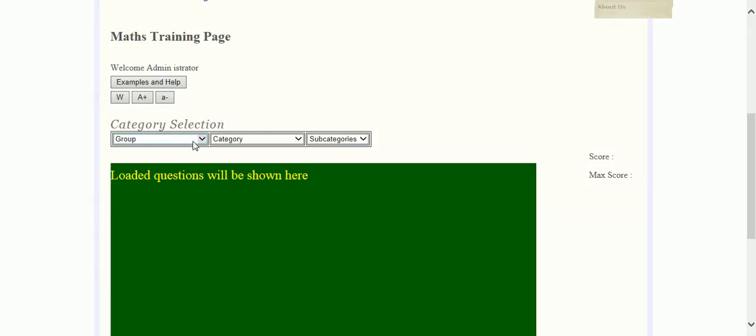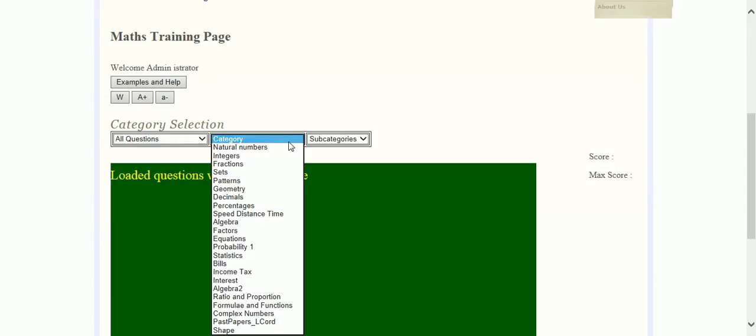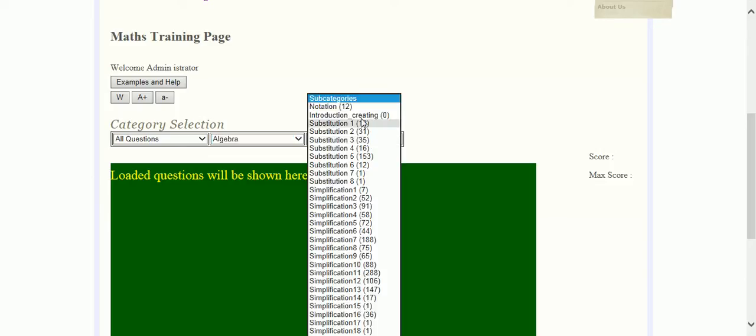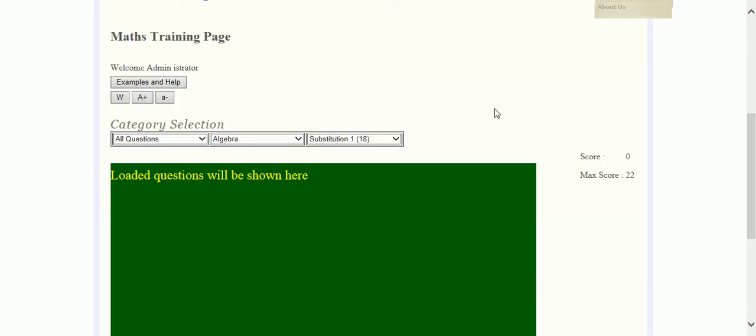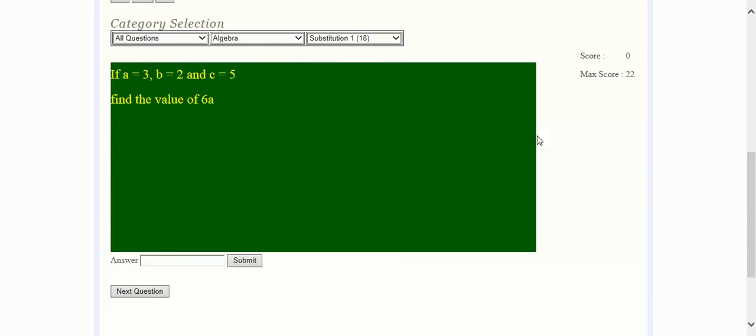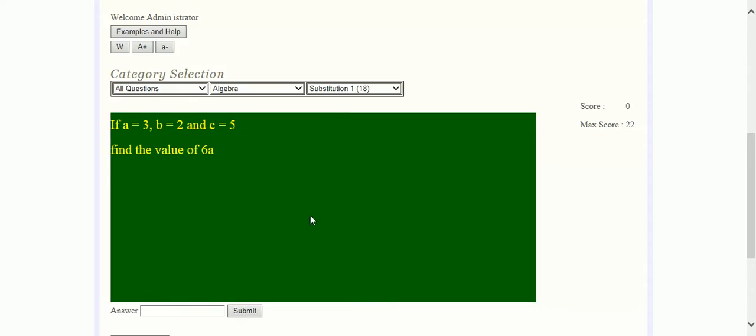Okay, so we've gone to our website. We're going to be looking at all questions. The category we're looking at is going to be algebra, and we're going to start off with our first topic on substitution. First topic on substitution is finding the value of 6a, and there's a video that goes with this and explains what that means. It means 6 multiplied by the value that a has, which is 3. So the question is, what is 6 times 3, with an answer of 18? Submit that and you get your answer.